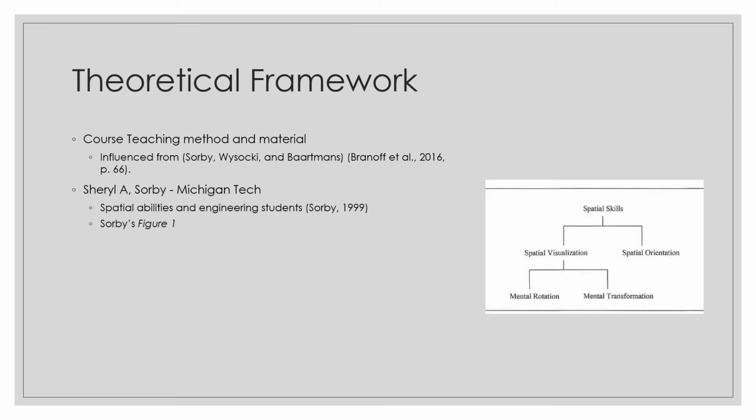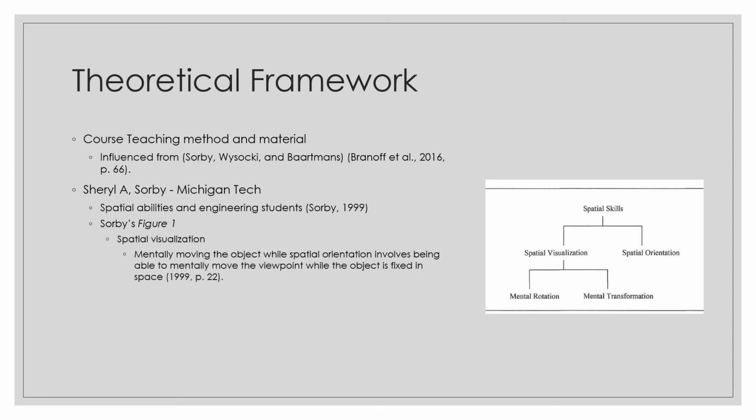So we have Sorby's figure 1. She broke down these spatial skills into spatial visualization and spatial orientation, and then spatial visualization into mental rotation and mental transformation. As Sorby stated, spatial visualization is mentally moving an object, while spatial orientation involves being able to mentally move the viewpoint when the object is in fixed space. Continuing, mental rotation involves the entire object being transformed by turning in 3D space. And then for mental transformation, there's only one part of the object that's being transformed. And this is all from her 1999 paper.